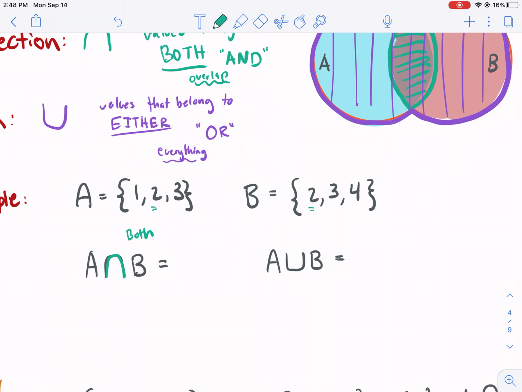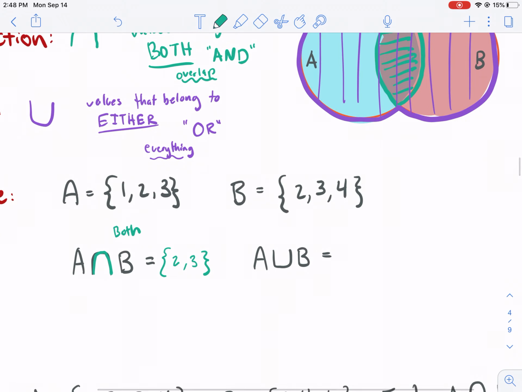So we're going to create a new little set. 2 is in both. What about 3? We're in luck, 3 is in both. So we have 3 here. And 4, what about 4? Nope, 4 is in B but not in A. It needs to be in both. So A intersection B is just 2 and 3. That is how we handle that intersection problem.